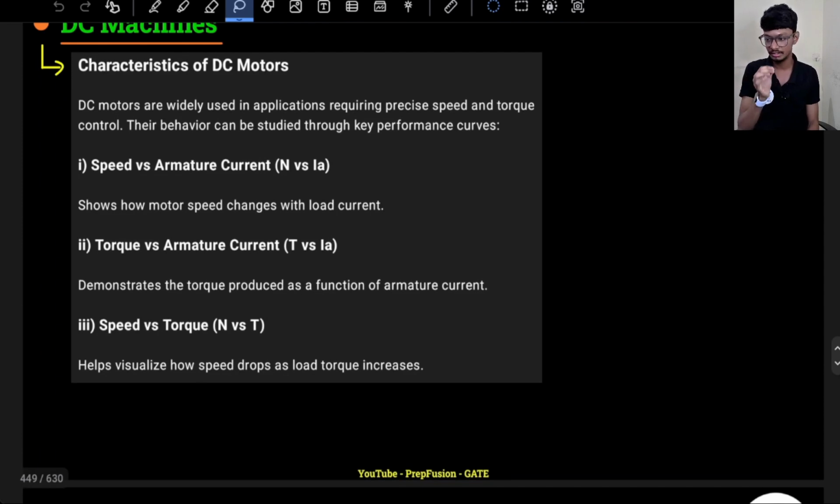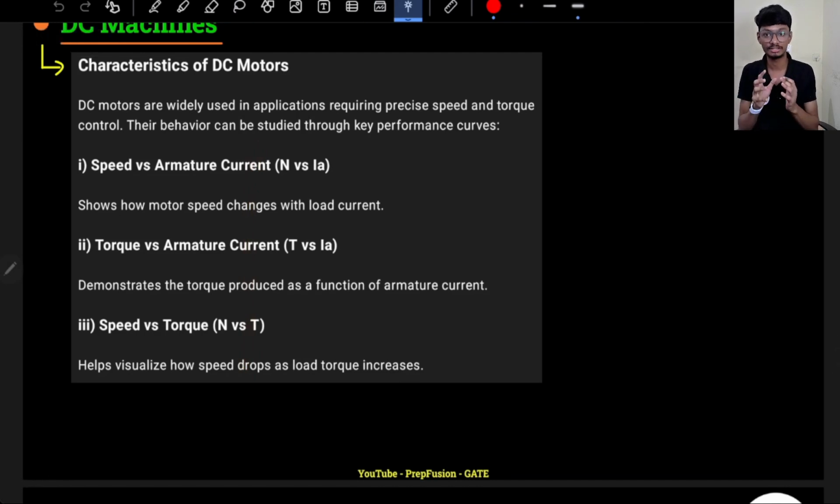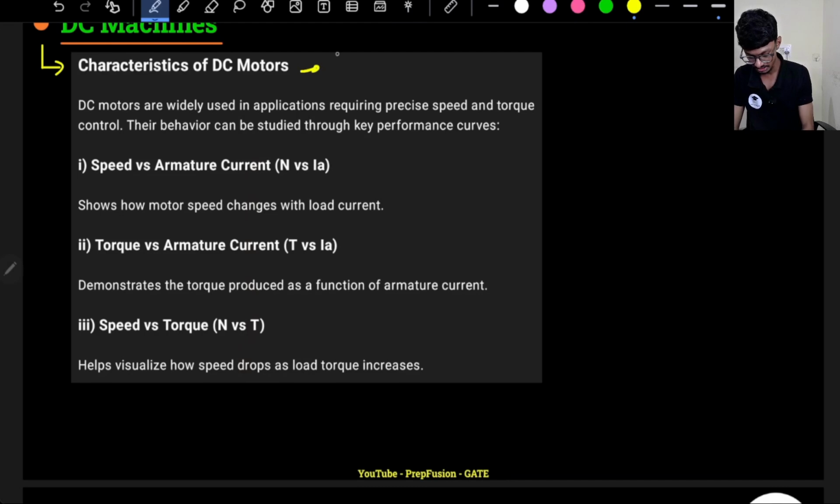What are the different plots that we are interested in? We are mainly interested in these three plots. In the case of a generator, we were mainly interested in voltage and currents, because in the output we are getting an electrical output. That's why we were mainly interested in voltages and currents. In the case of motors, the output is mechanical.